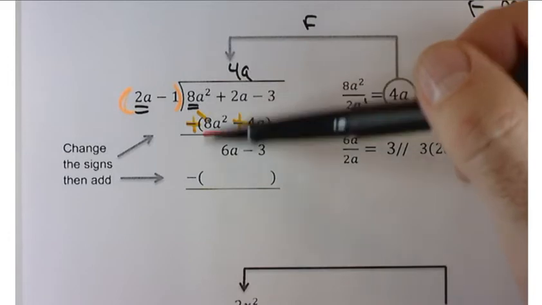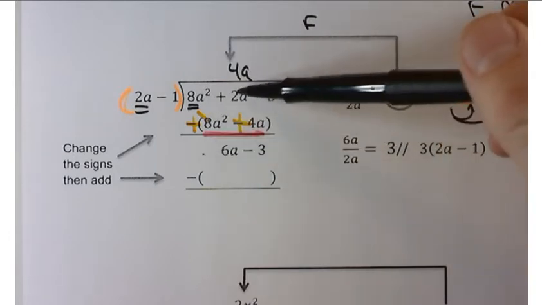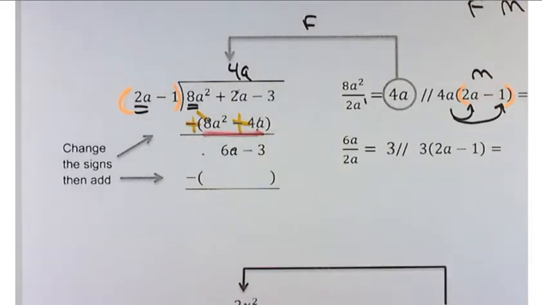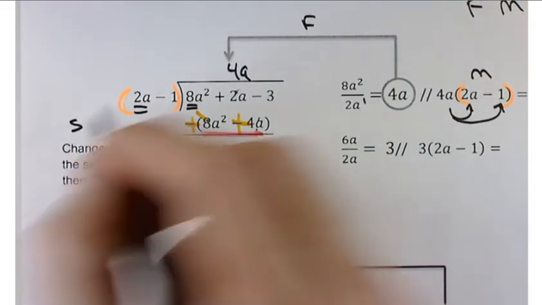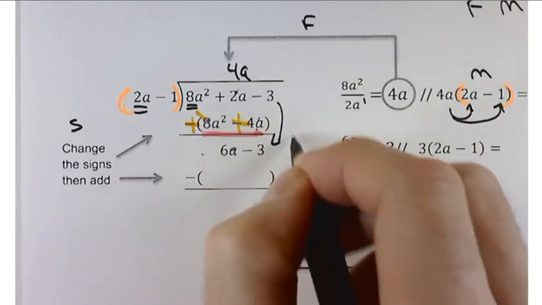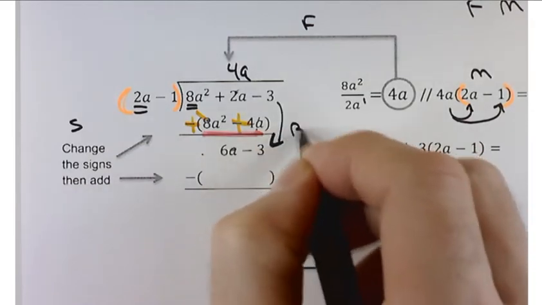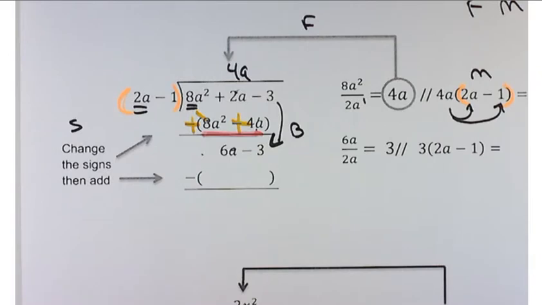8 and negative 8 cancel, gives me 0. 2 and 4 gives me 6, 6a. Father, mother, sister. The brother step is just to bring this next term down. Bring down the negative 3. And then we're going to repeat this process.